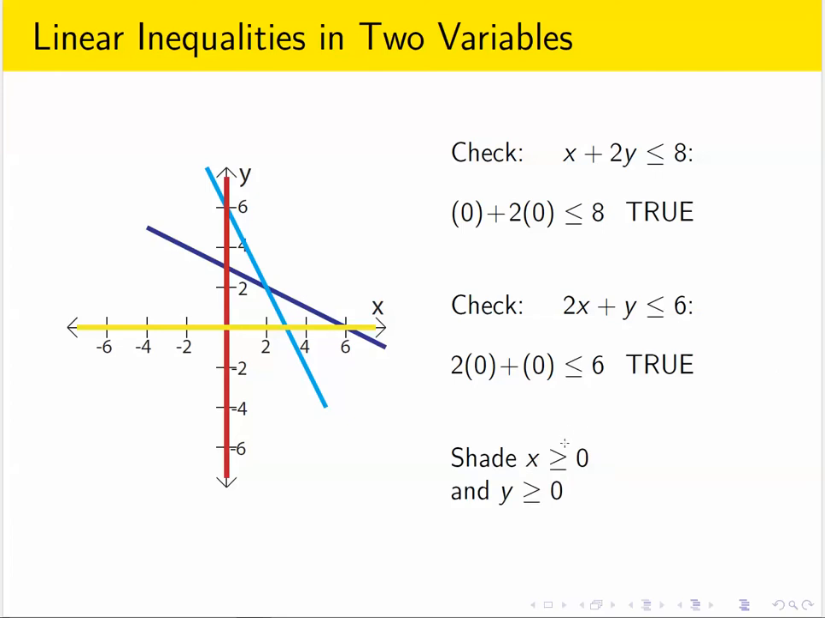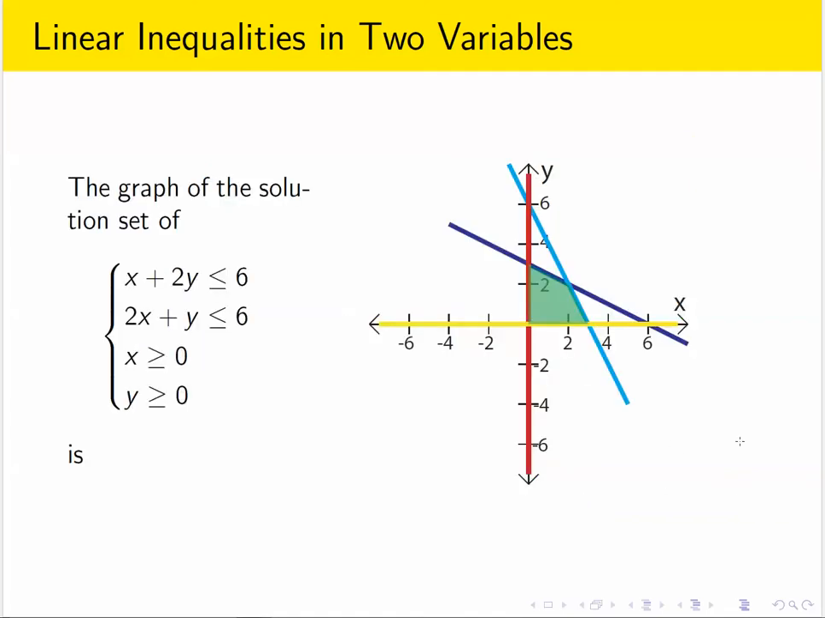We also want to shade everything where x is greater than 0, that's to the right of the red line, and everything where y is greater than or equal to 0, that's above the yellow line. So when we remember that we're shading below the dark blue line and below the light blue line, what region gets shaded every time? Well, we need to stay to the right of the red line, above the yellow line, and below the light and dark blue lines. So that's the region in here. That's our solution set.